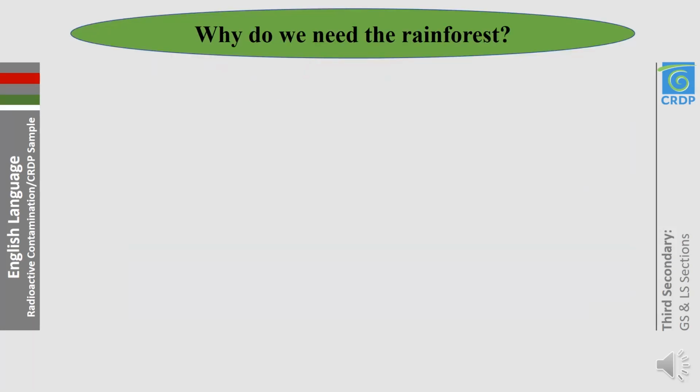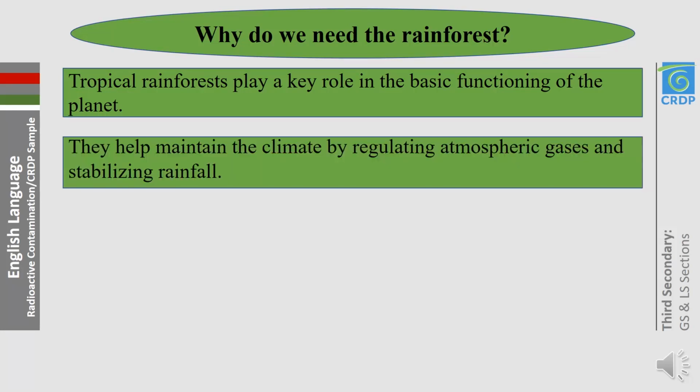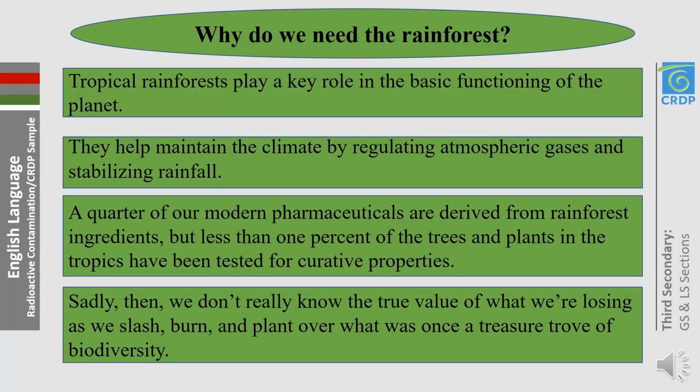But why do we need the rainforest? Tropical rainforests play a key role in the basic functioning of the planet. They help maintain the climate by regulating atmospheric gases and stabilizing rainfall. A quarter of our modern pharmaceuticals are derived from rainforest ingredients, but less than 1% of the trees and plants in the tropics have been tested for curative properties. Sadly then, we don't really know the true value of what we're losing as we slash, burn, and plant over what was once a treasure trove of biodiversity.